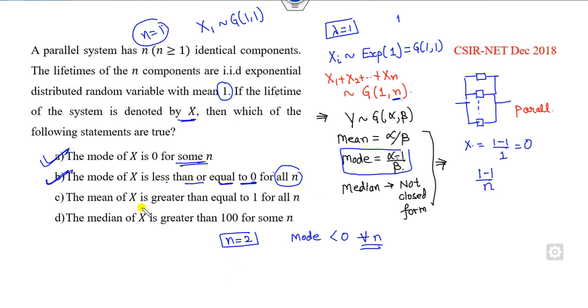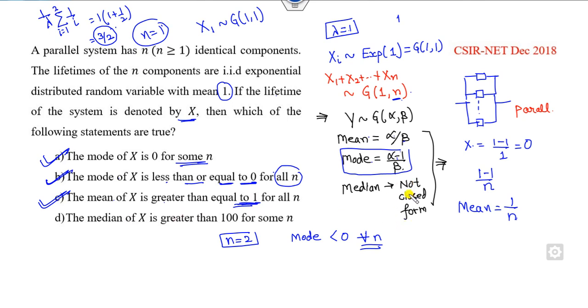It's also correct. Mean is always greater than or equal to 1. The mean is alpha over beta, so the mean is 1 over n. Whatever the value of this, the mean will always be greater than 1. How can you find the mean? I can use this same rule. If I take n equal to 2, for example, 1 plus 1 over 2, it will be 3 over 2. So 3 over 2 is greater than 1. Fine. So mean is always greater than 1.